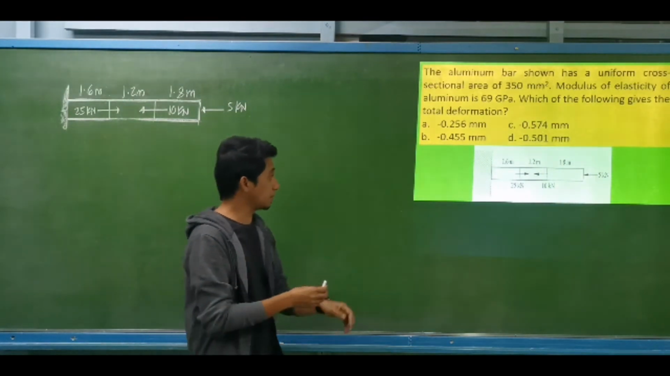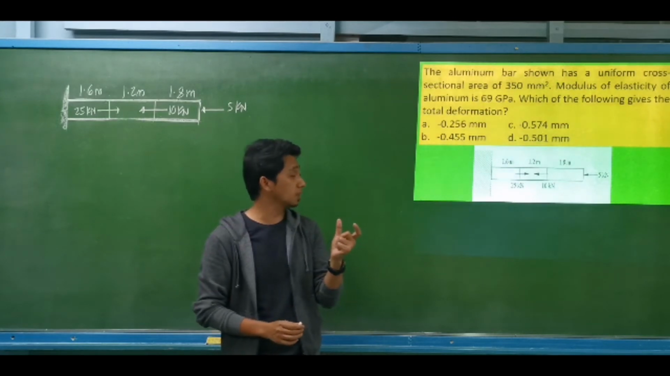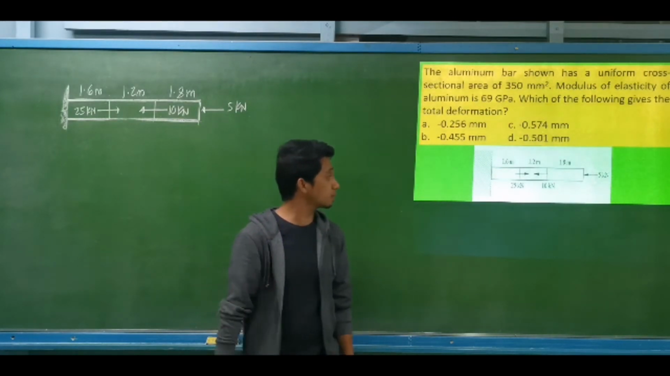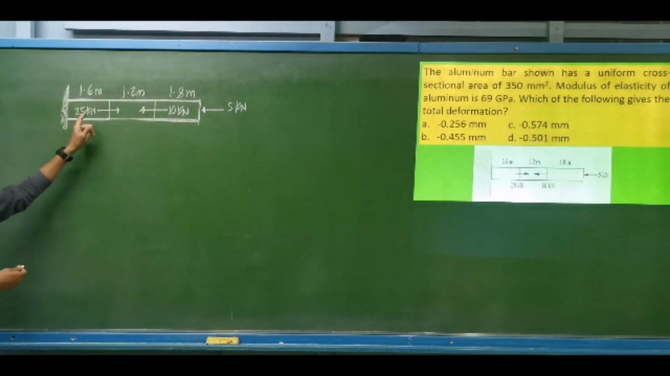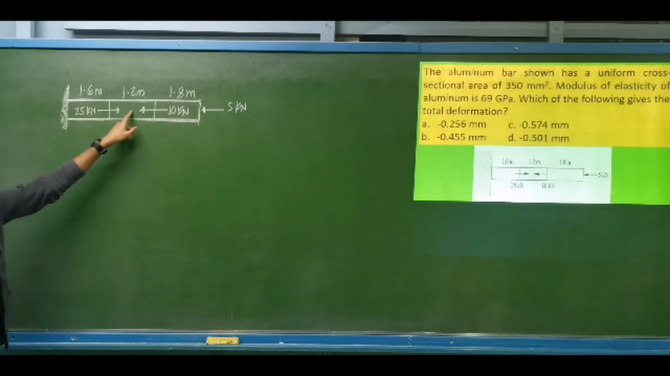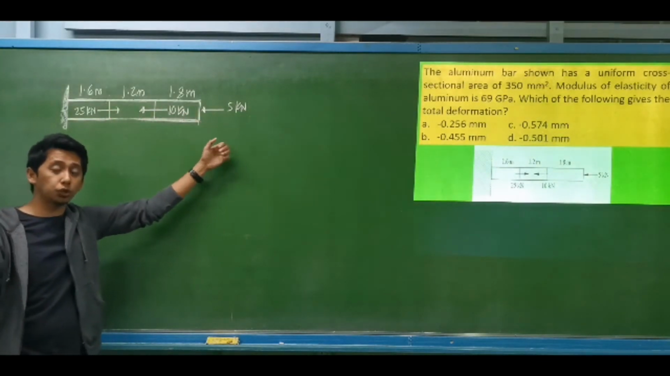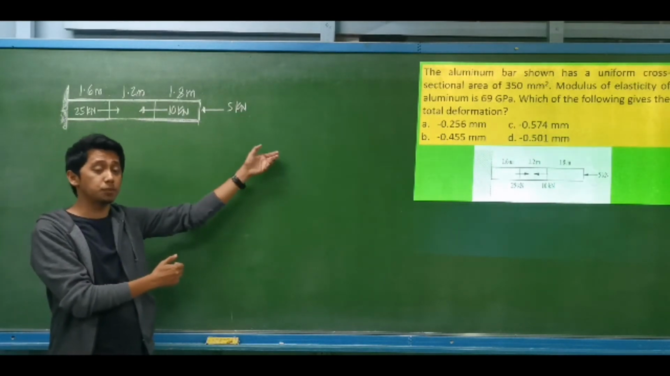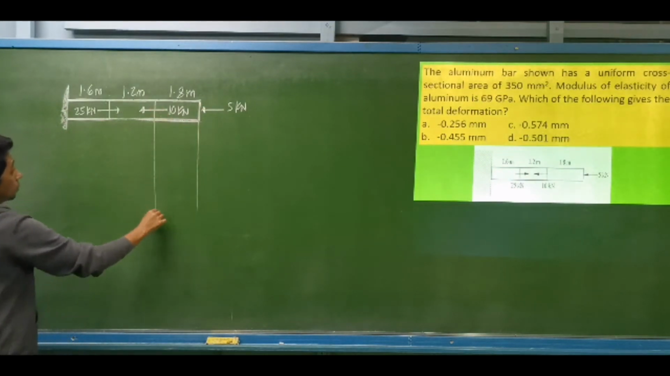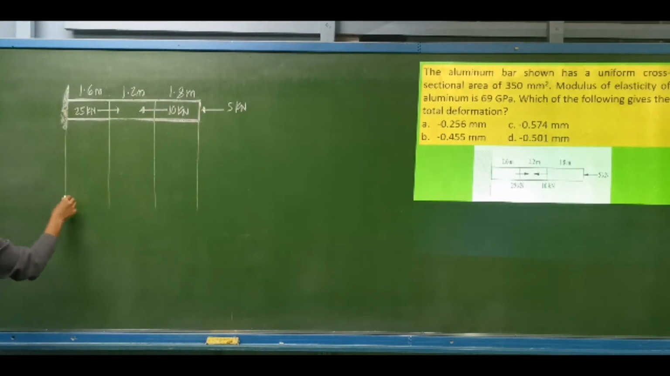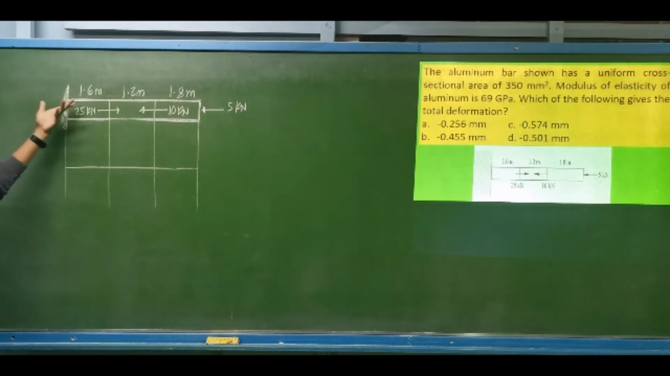Before we proceed to the computation, we should first determine the net axial force per segment. It is wrong to assume that the 1.6 meter segment is carrying 25 kilonewtons, the 1.2 meter segment is carrying 10, and the 1.8 is carrying 5. No. We need to determine the net axial force per segment. For that procedure, we may use the load diagram, but first, we determine the reaction on the fixed support.